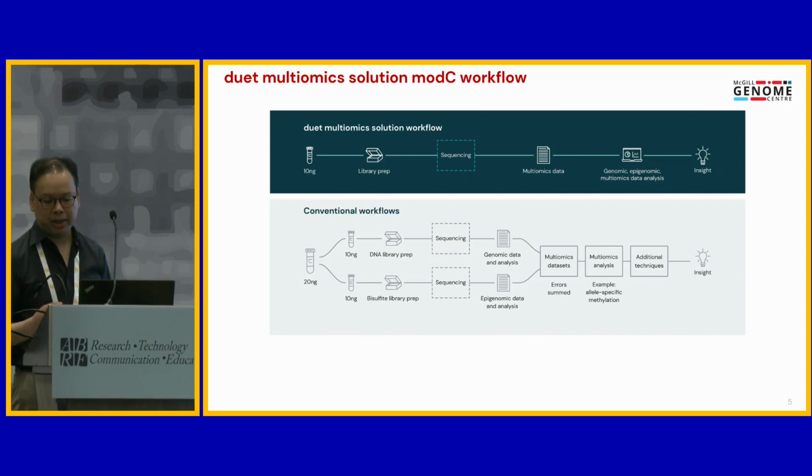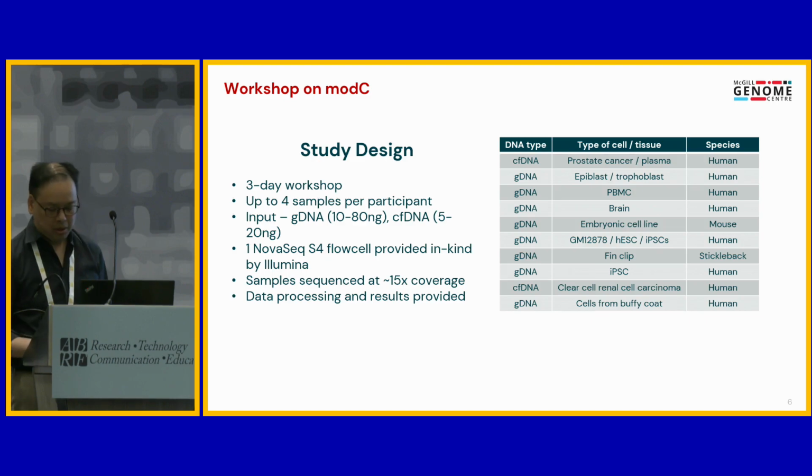So normally when a company comes to the center and they have a product that they want to try, we do an internal bake-off with other products to see how it performs. But we decided instead to actually have a workshop where we basically invited participants to provide their own real samples. We put it through the MOD-C workflow, and this workshop was done in collaboration with Illumina, where they provided the sequencing in kind. And basically, we just give the data back to the participants.